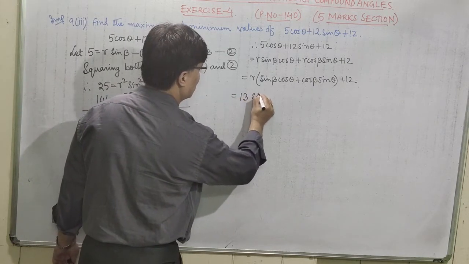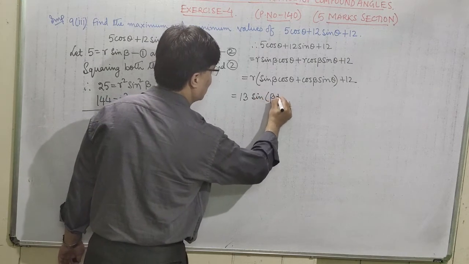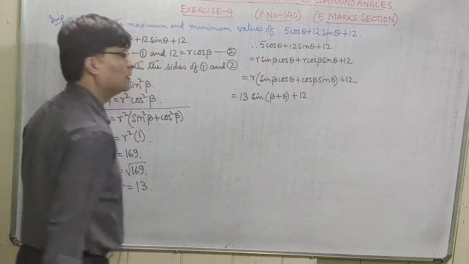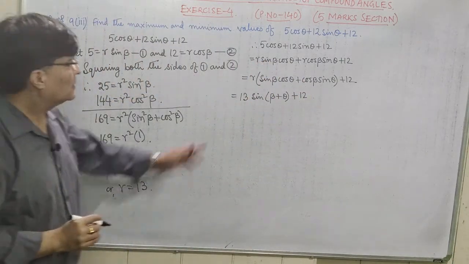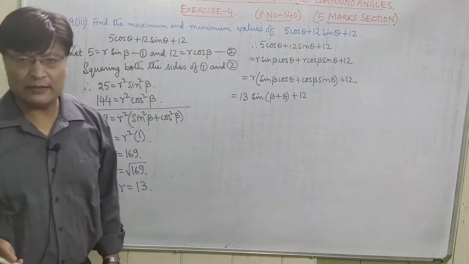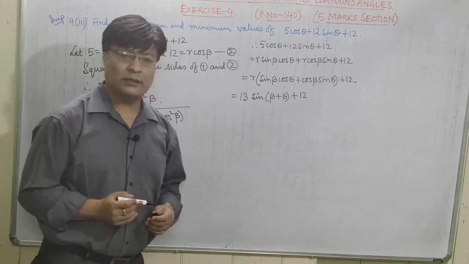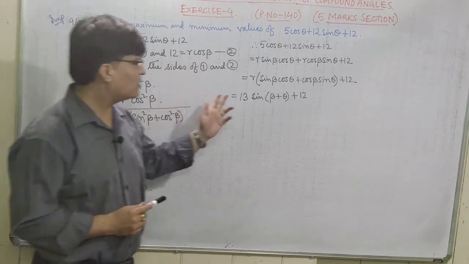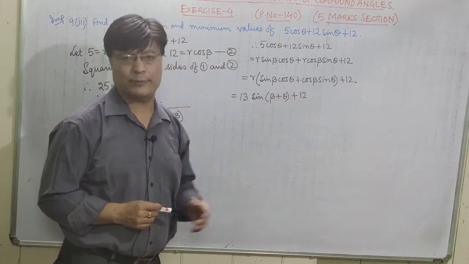So now this is sine of a plus b. That is beta plus theta. Plus this one is 12. So now this given expression is simplified and we got the expression 13 into sine of beta plus theta plus 12. So let us get the maximum and minimum value of this expression.